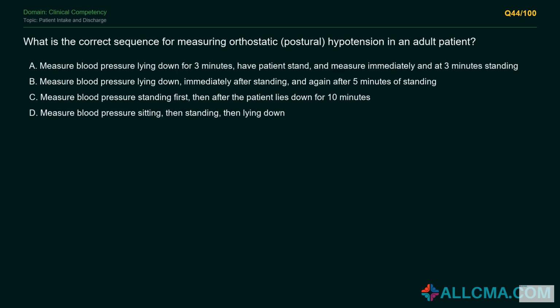Question 44. What is the correct sequence for measuring orthostatic, postural, hypotension in an adult patient? Option A. Measure blood pressure lying down for 3 minutes, have patient stand, and measure immediately and at 3 minutes standing. Option B. Measure blood pressure lying down, immediately after standing, and again after 5 minutes of standing.